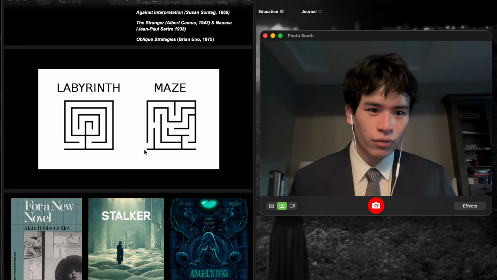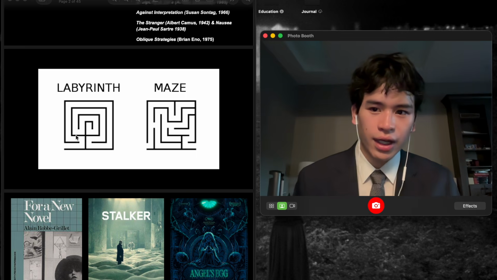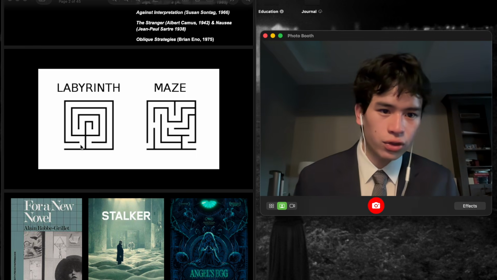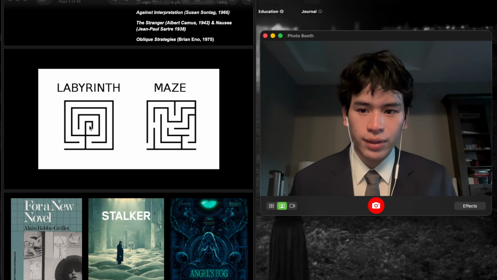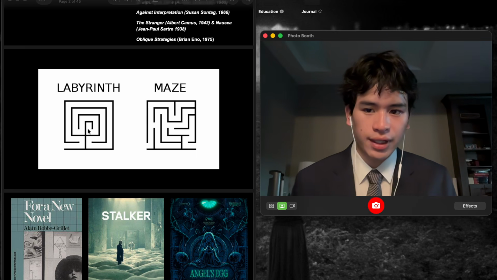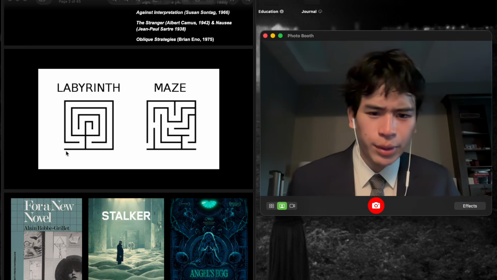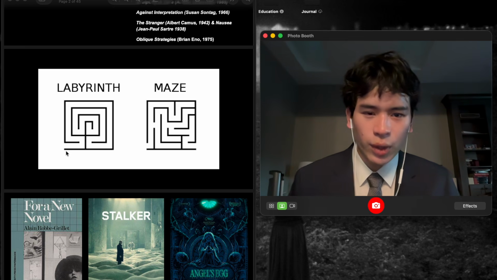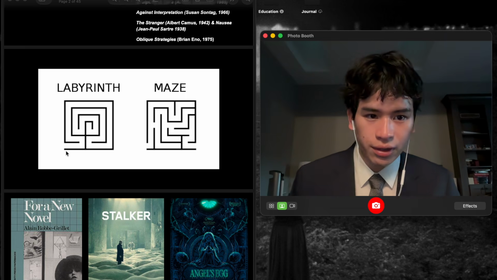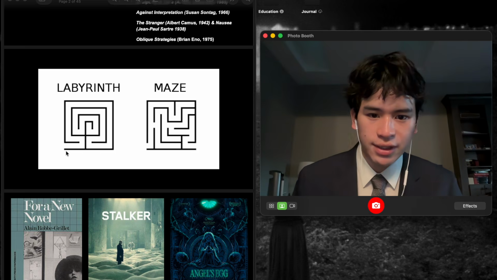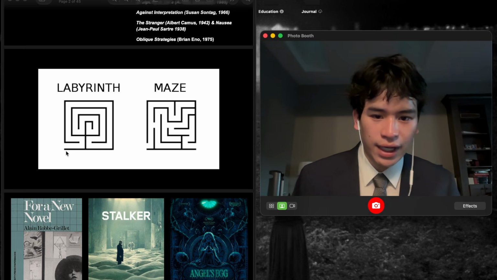Now, on the complete contrary, the labyrinth is a structure which by definition only has a single continuous pathway all the way to the center. And if you want to escape, you have to retrace your steps all the way back to the start. Now, because it's only one continuous pathway, you actually can't get lost in a labyrinth, and in fact, it's not designed to trick you or beguile you in any sense. A labyrinth is meant to guide you. It's meant to be more of a meditative and reflective experience because, again, you can't get lost in a labyrinth. There are no choices to make.